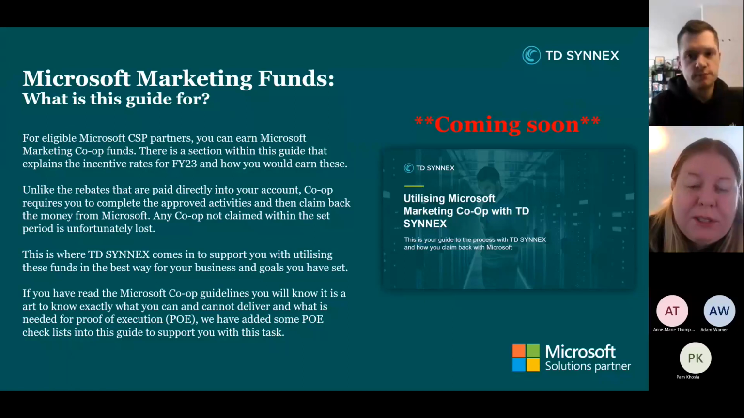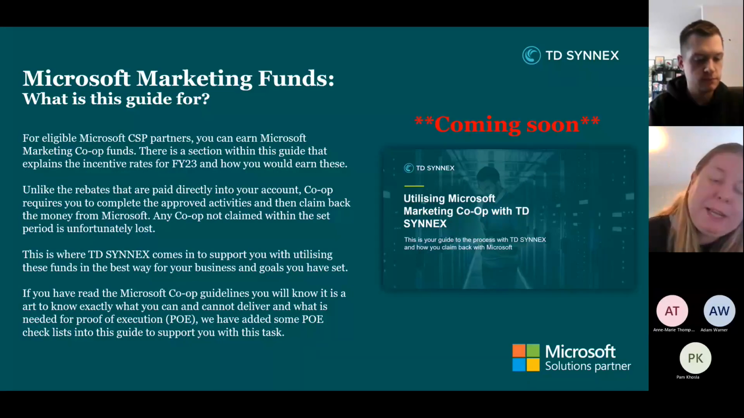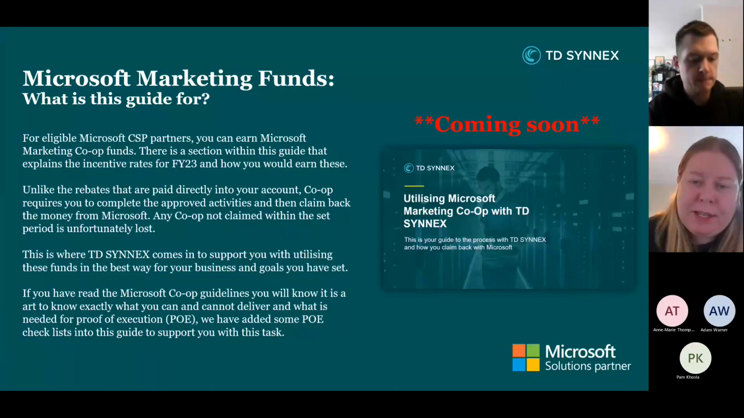I was just wanting to let you know something that I'm working on, which will be ready very soon. For any of you that earn Microsoft Co-op, it can be complicated sometimes to understand the whole process, because it's money that's kept back at Microsoft. You then have to do the activity within the right timelines, generate the right evidence, and then claim back that money again within the right timeline. So I'm putting together a guide that really explains how that all works, when you have to do it, giving you guidance on what proof of execution you need.